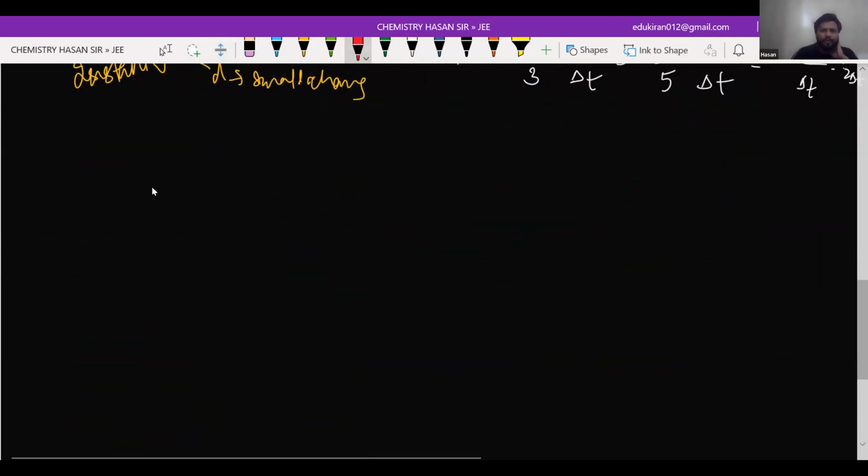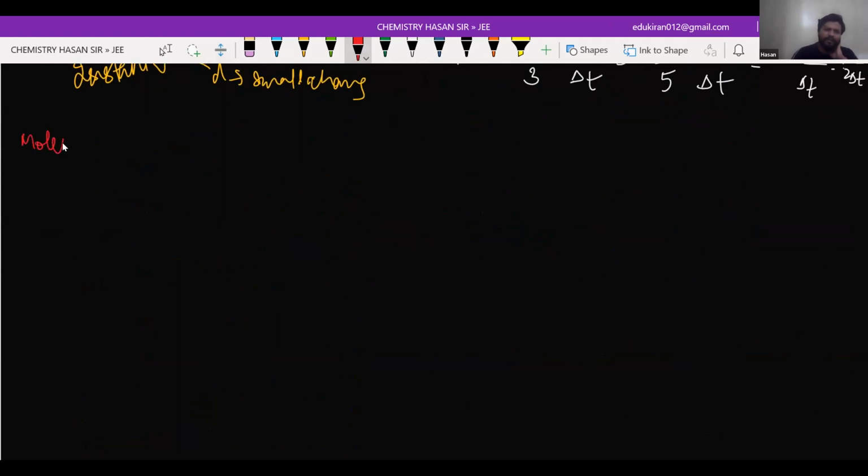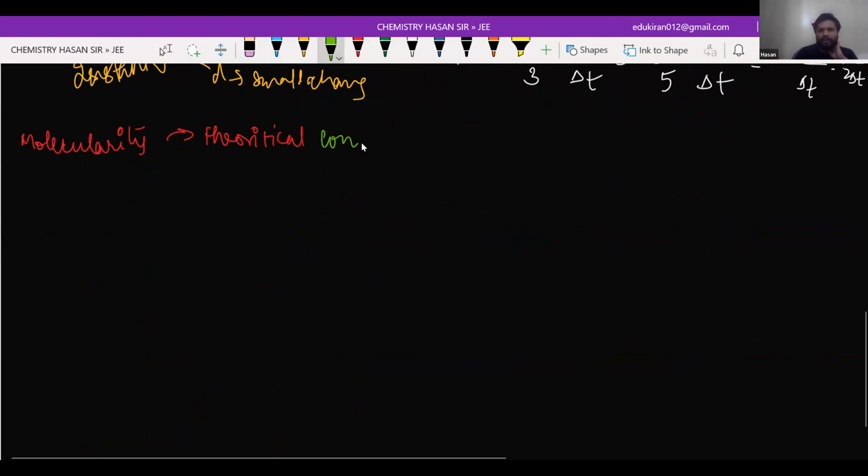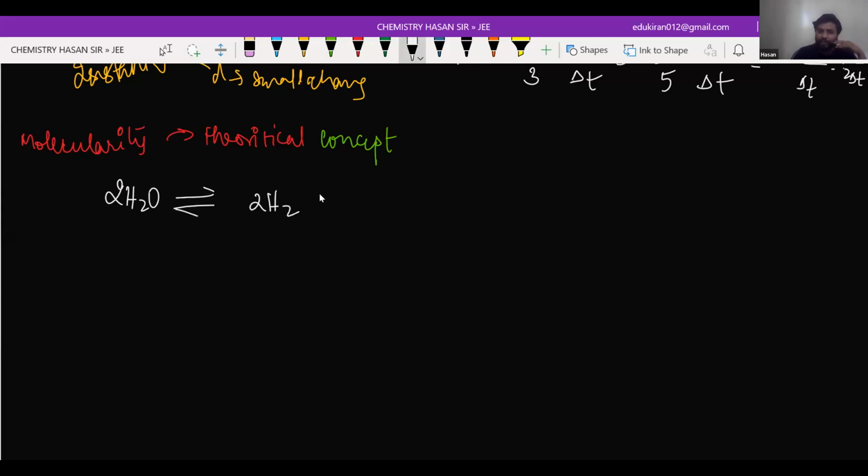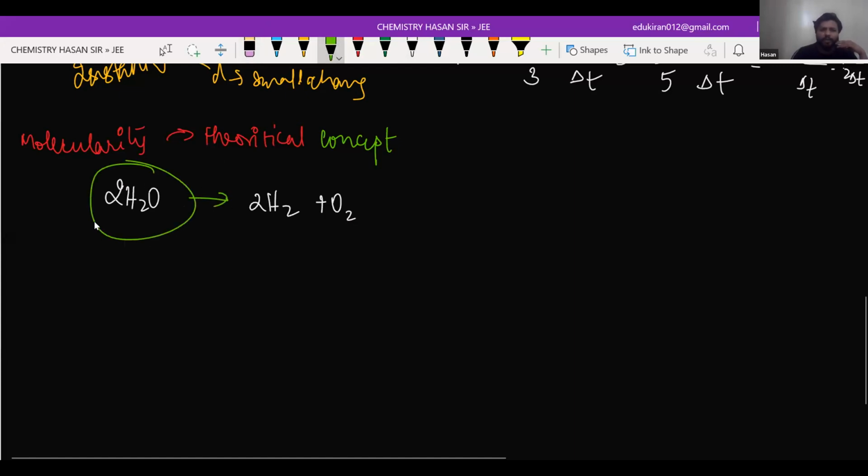Now see, there are some terms. One is molecularity. Molecularity is basically a theoretical concept. In a reaction, how many molecules are reacting? That is your molecularity. For explanation, I can write 2H2O forming 2H2 plus O2. So what does this mean? How many molecules are reacting with each other? Two molecules, right? So this is bimolecular.